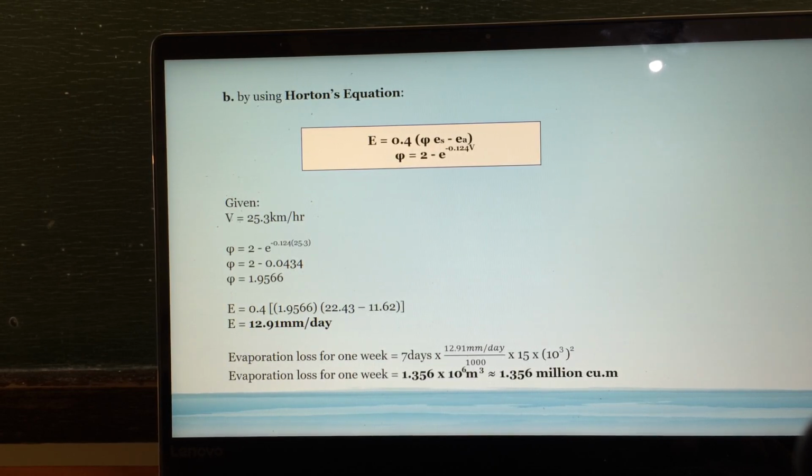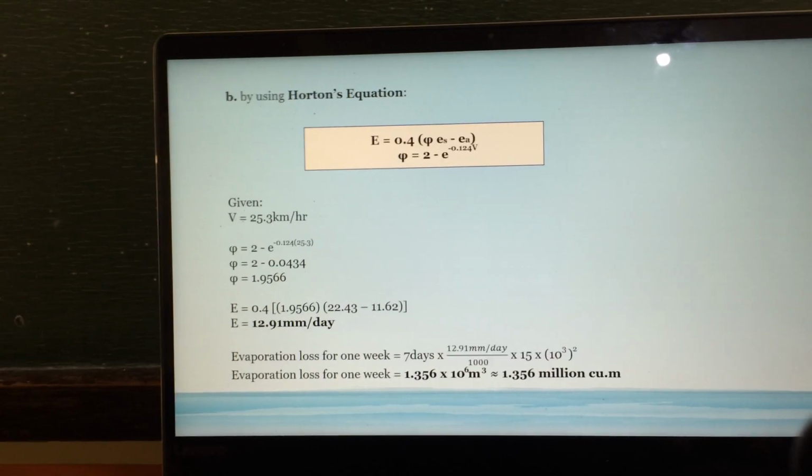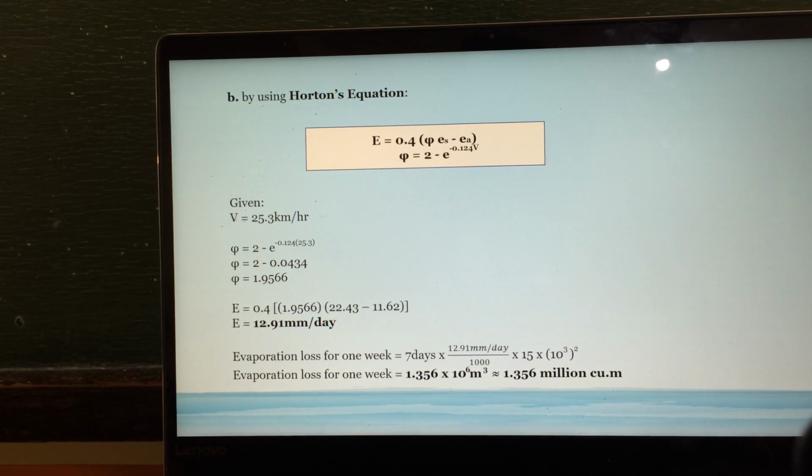E is equal to 0.4 times the quantity of 1.9566 times the quantity of 22.43 minus 11.62, where E is equal to 12.91 millimeters per day. Evaporation loss for 1 week is equal to 7 days times 12.91 mm per day over 1000 times 15 times 10 raised to 6. Evaporation loss for 1 week is equal to 1.356 times 10 raised to 6 cubic meter, which is equivalent to 1.356 million cubic meter.